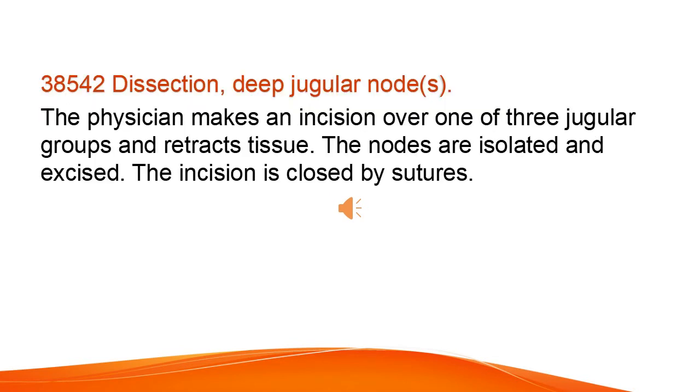Dissection, deep jugular node. The physician makes an incision over one of three jugular groups and retracts tissue. The nodes are isolated and excised. The incision is closed by sutures.